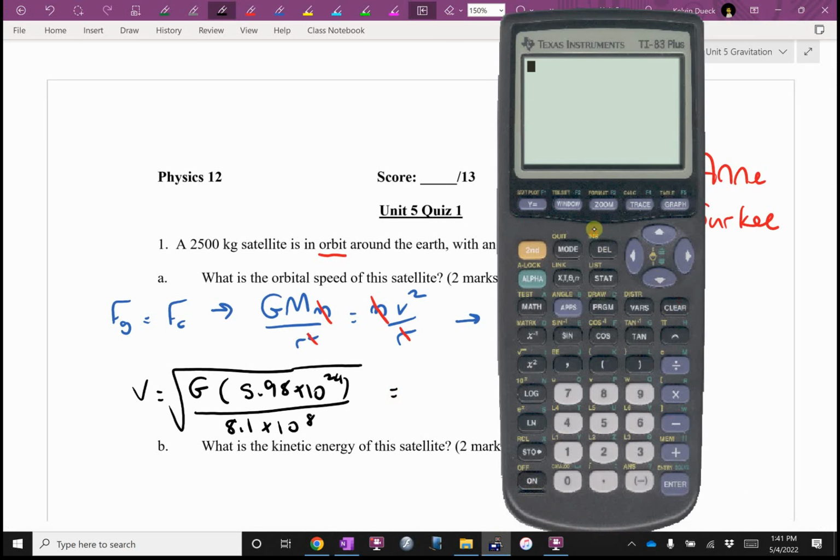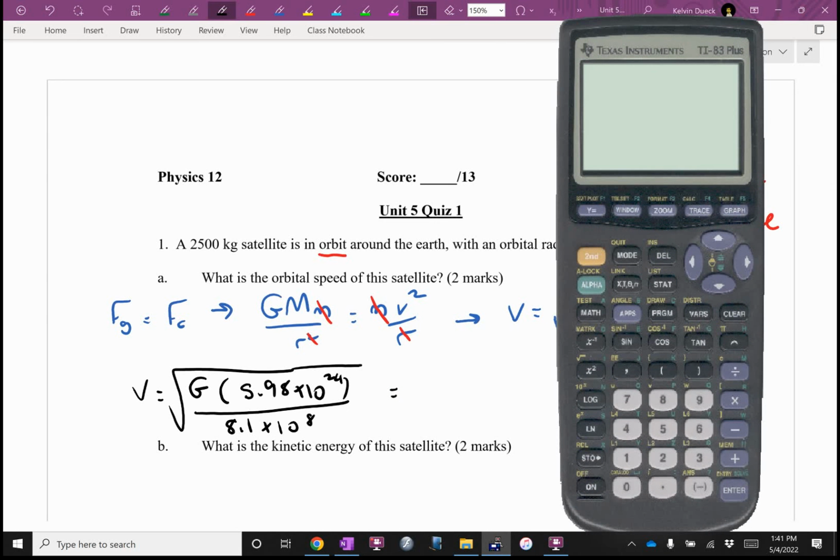I don't know what the answer is. Orbital speeds are usually in the thousands or in the hundreds. 8.1 times 10 to the 8th. The Earth's radius is 10 to the 6th. So this is 2 powers of 10 bigger. This is several hundred times the Earth's radius out there. It's probably going to be a smaller orbital speed. I won't be shocked if it might even be in the hundreds. But let's find out.